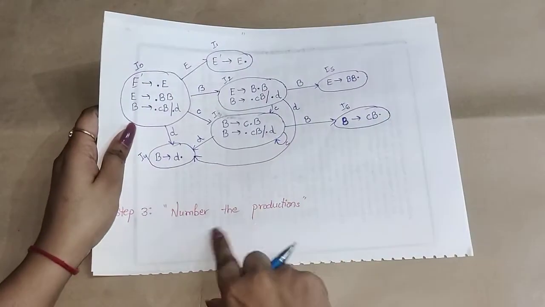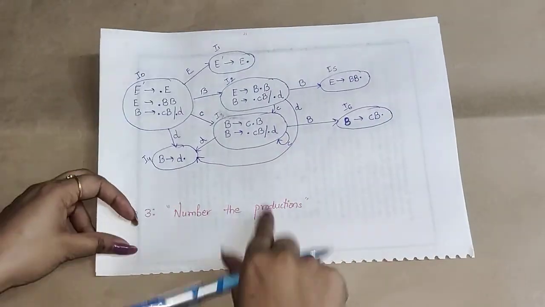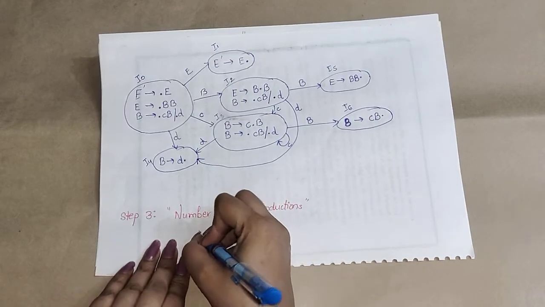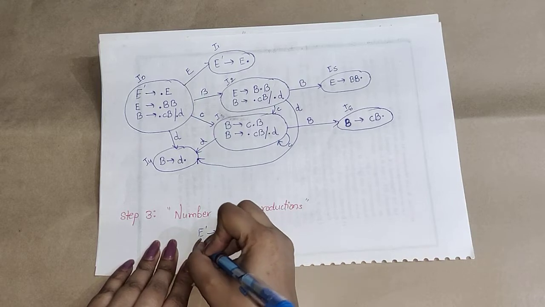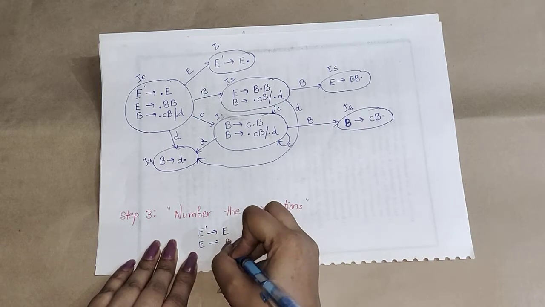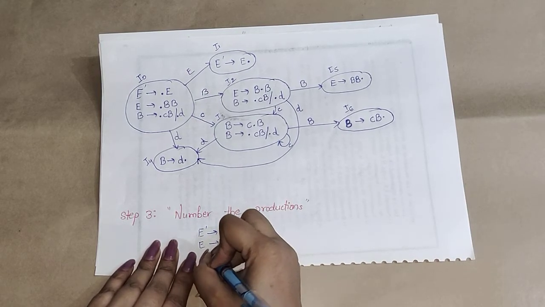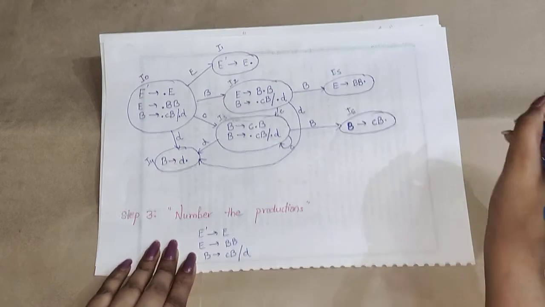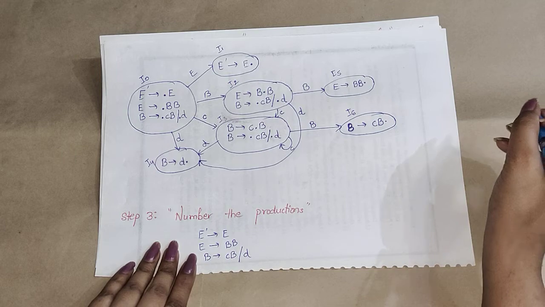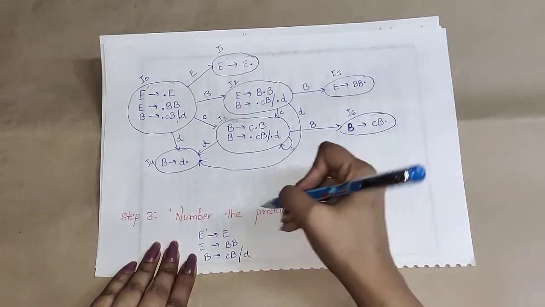Now, step 2 done. Step 3, number the productions. What is the given grammar or augmented grammar? E dash to E, E to BB, and B to CB and D. This is the augmented grammar. This is the given grammar. What we have to do? We have to simply number these productions.